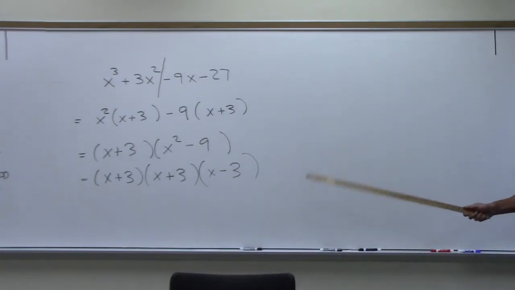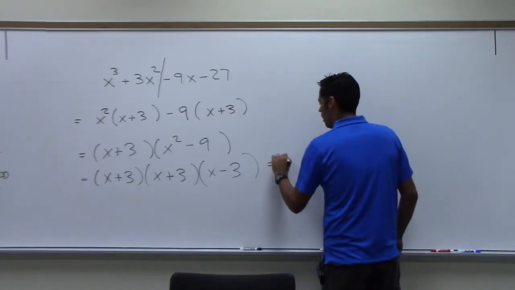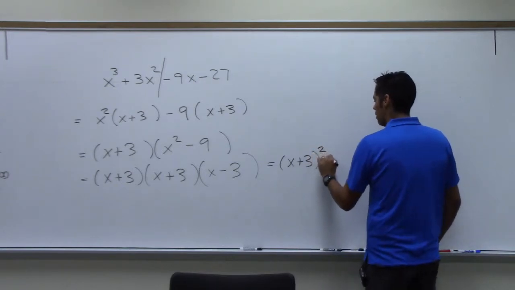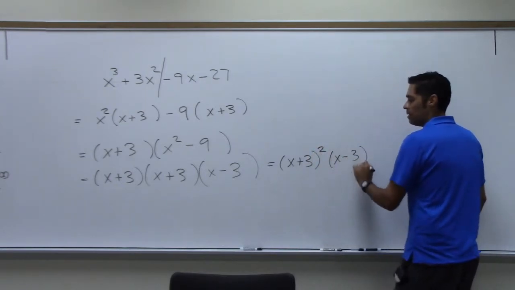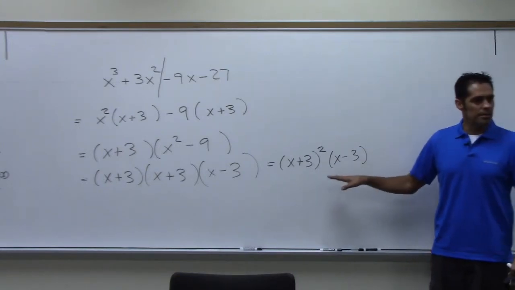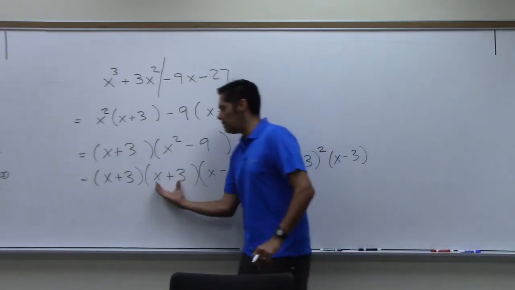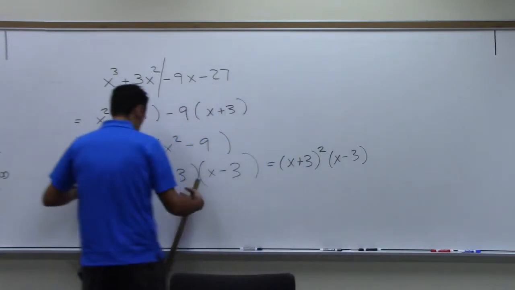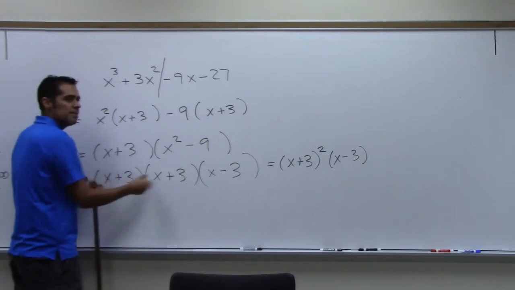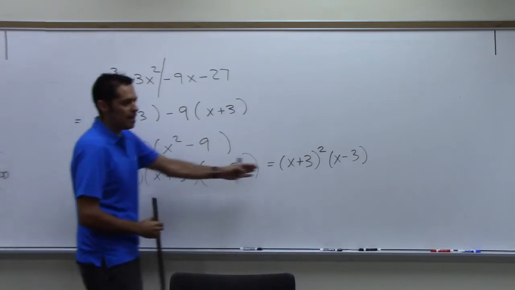And you can even go one step further. You could put x plus 3 squared times x minus 3. That would be completely factored in the cleanest notation. Do you see these are the same? I'm not multiplying them together and doing FOIL, right? I'm just saying, hey, look, anything times itself is that squared. So I'm just rewriting that notation.